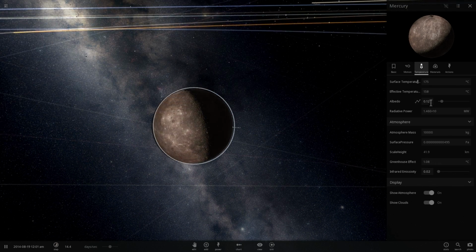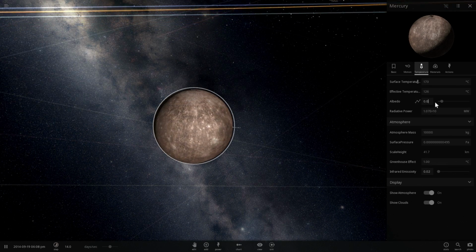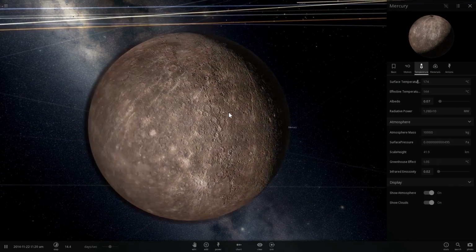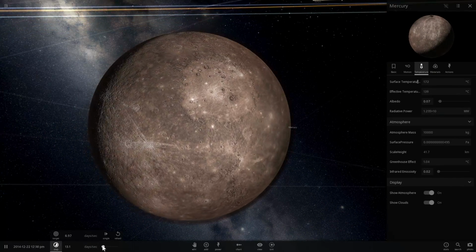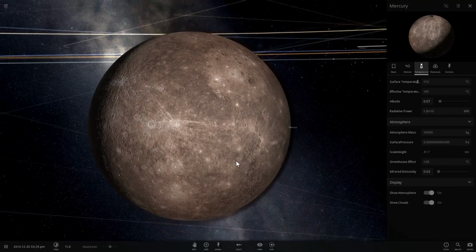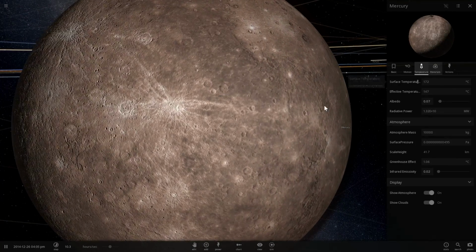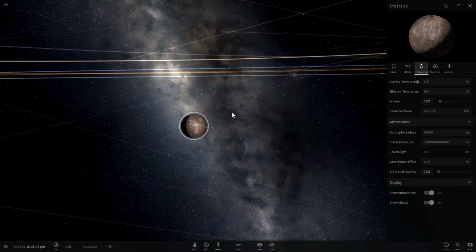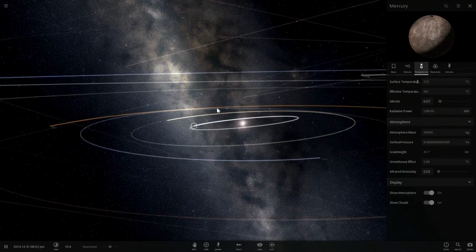The actual value is closer to 0.07. So it's about 7% of light that is reflected, and the rest is absorbed by Mercury's surface, which is of course one of the reasons why it's relatively hot here. It's a pretty warm planet. But even this is nothing compared to TrES-2, TrES-2b specifically.